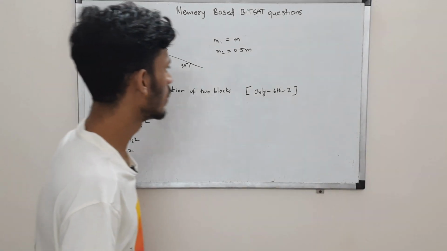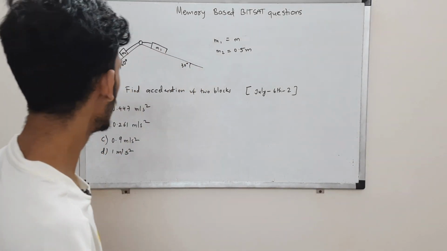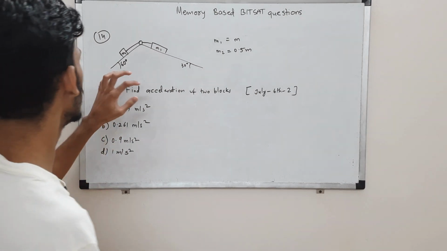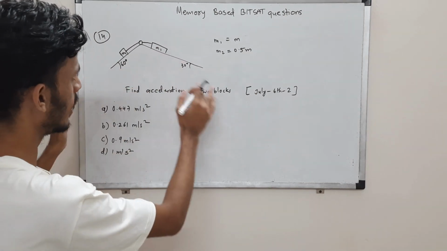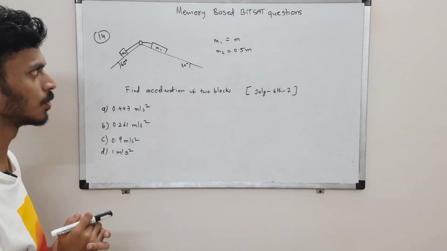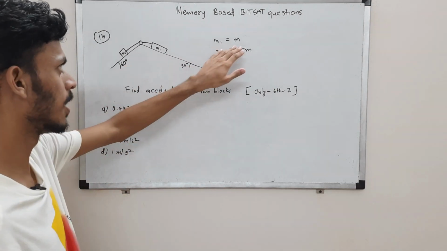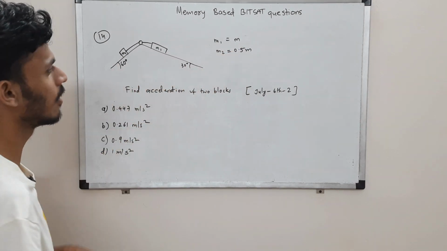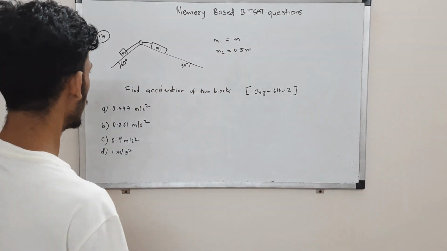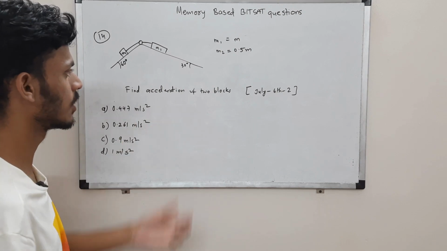So question 14 over here, this is a question based on constrained motion. So very simple question. Here we are given M1 and M2 on an inclined plane. All the surfaces are smooth. There is no friction over here. The mass of M1 is M. M2 is 0.5 M, so half of M. You are supposed to tell the acceleration of the two blocks.